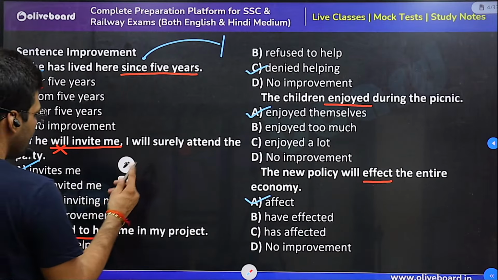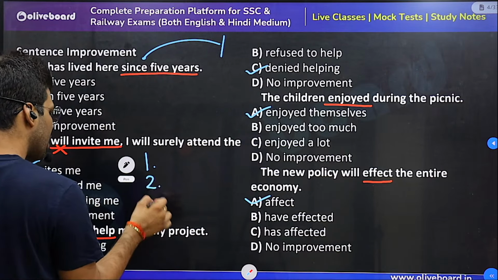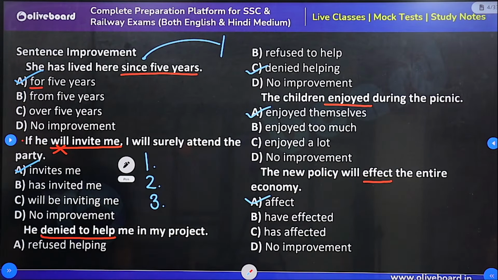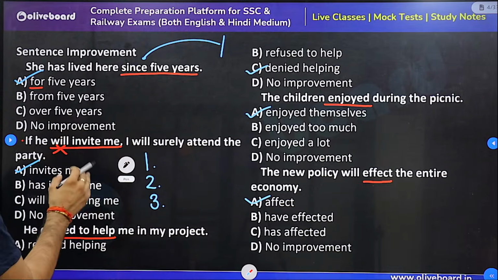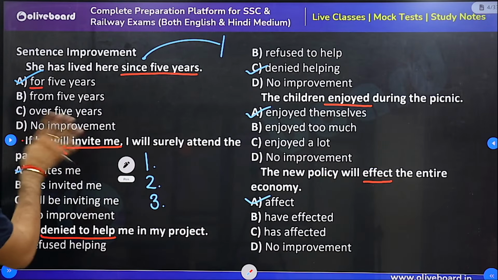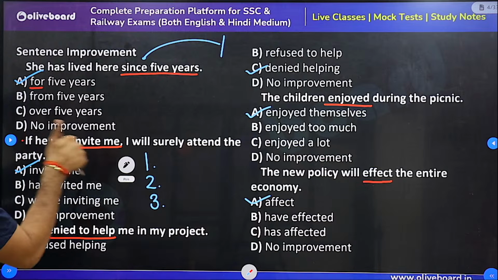So there are three conditional clauses. If you work hard, you will succeed. If you worked hard, you would succeed. If you had worked hard, you would have succeeded. Present indefinite, future indefinite; past indefinite, would; past perfect, would have. So a future conditional clause is impossible. Frequently asked in examinations. If he invites me, I will.